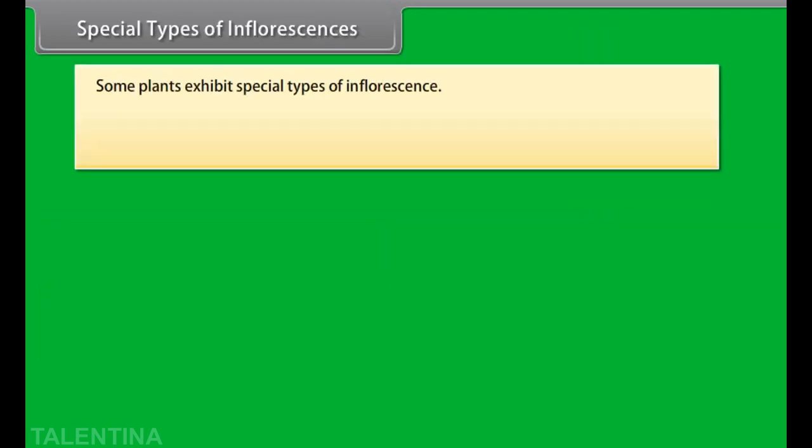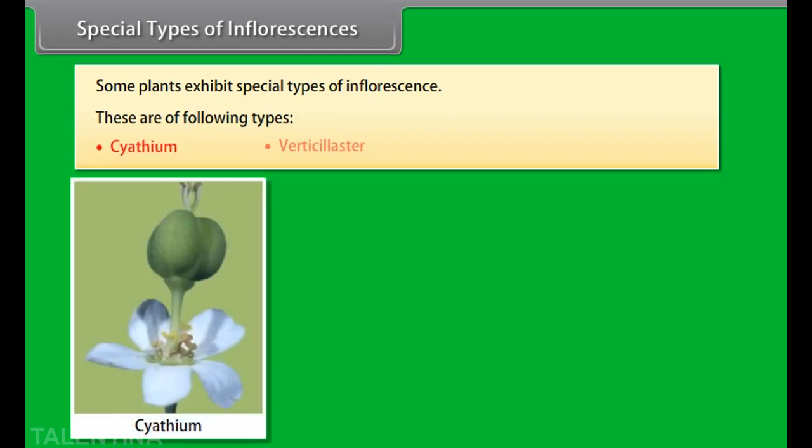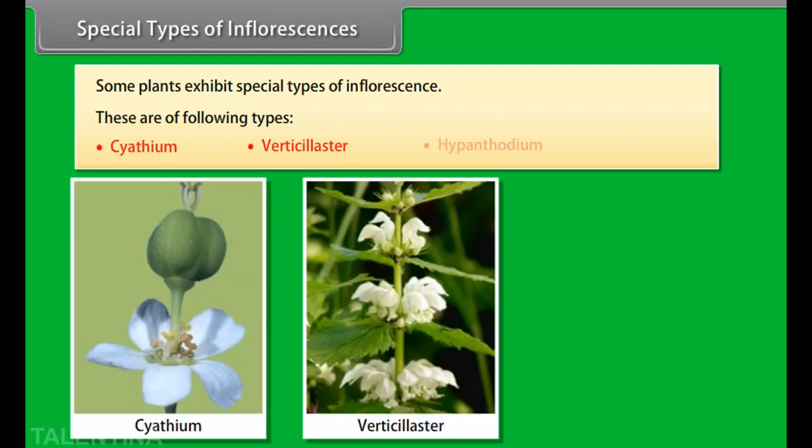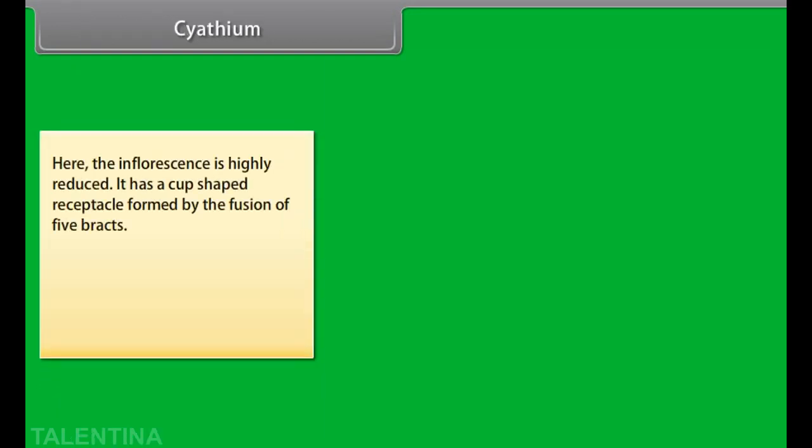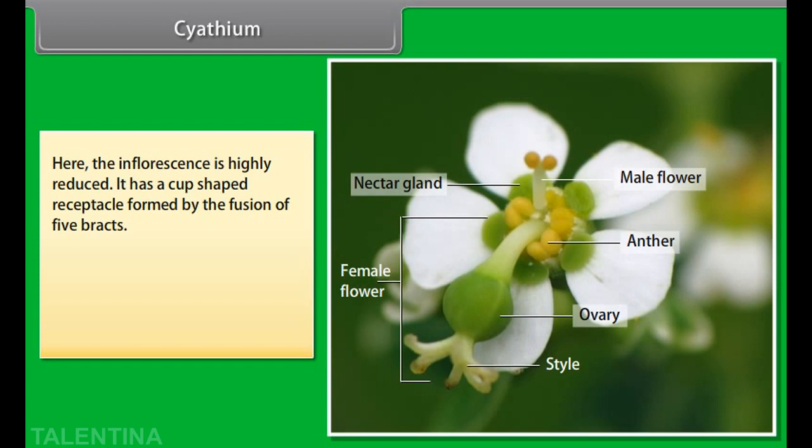Special types of inflorescences. Some plants exhibit special types of inflorescence. These are the following types: cyathium, verticillaster, hypanthodium.